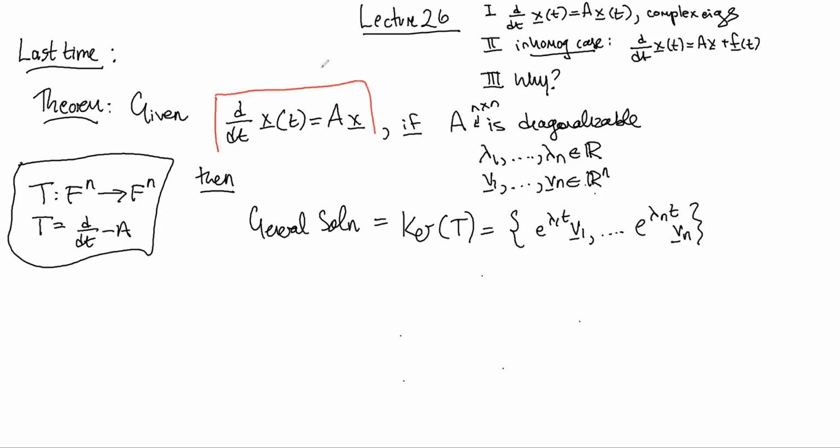So the way I've written this suggests that this is a basis for the kernel of T. But we never actually proved that these functions are linearly independent. Right?